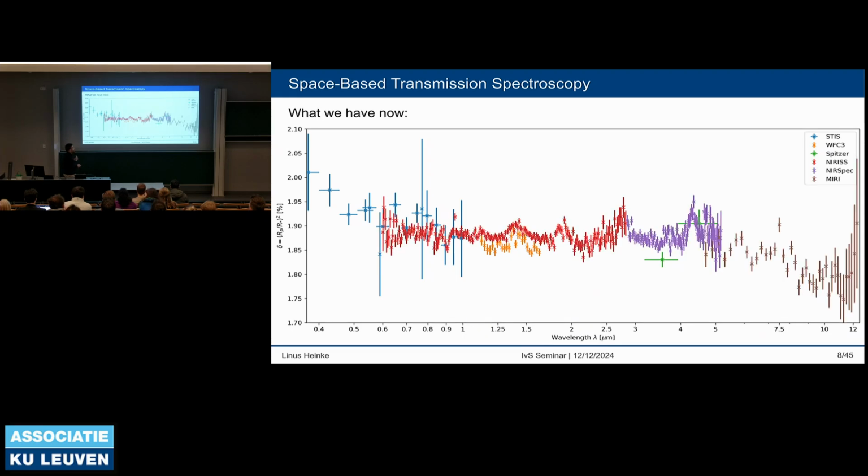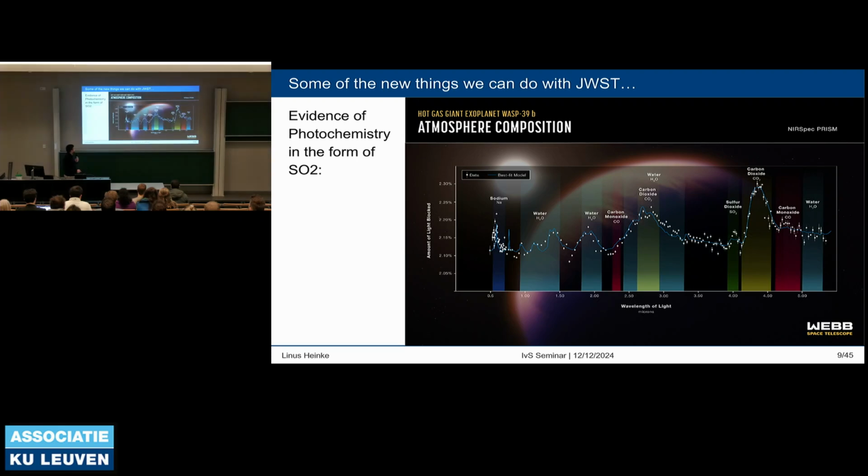And so now if we include JWST, the picture is completely different, right? We have this much better spectral resolution, this much better coverage up to 12 microns. And we can see all these features here that we try to characterize. So that really changed a lot.